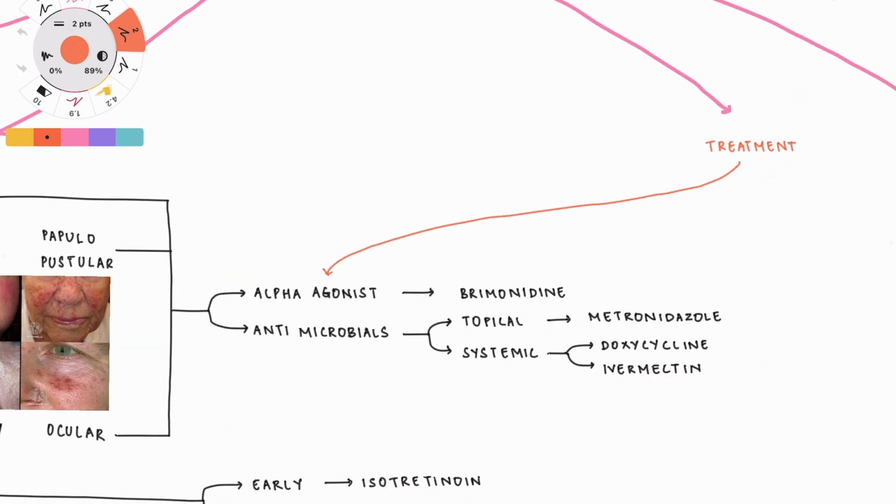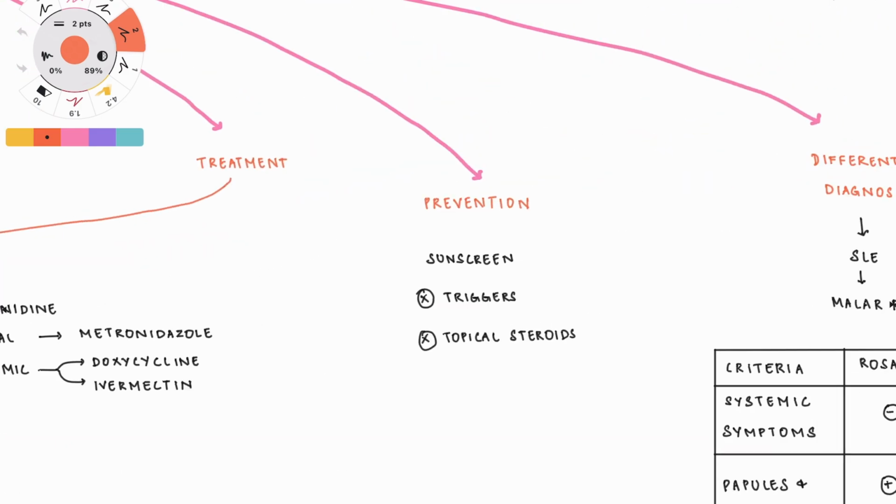Two classes of drugs are used here. One is the alpha agonist, in which brimonidine is chosen. The other class is the antimicrobials. Antimicrobials are further classified as topical and systemic. In topical, we can choose metronidazole, whereas in systemic, we can choose doxycycline or ivermectin.